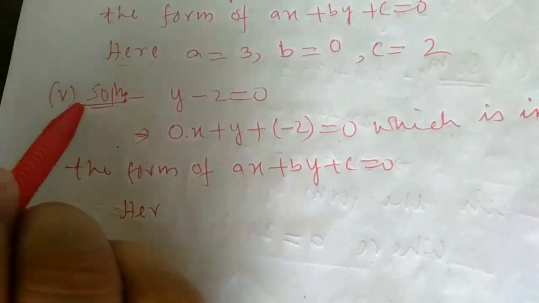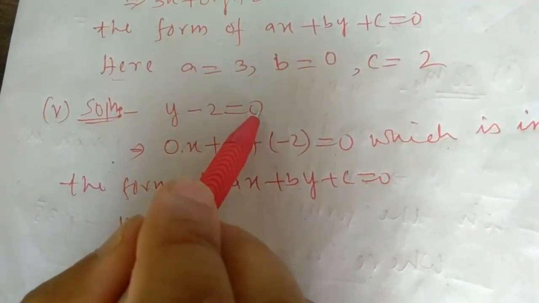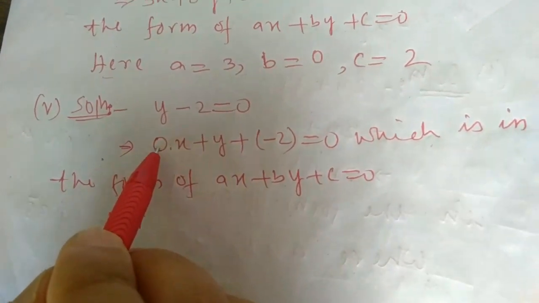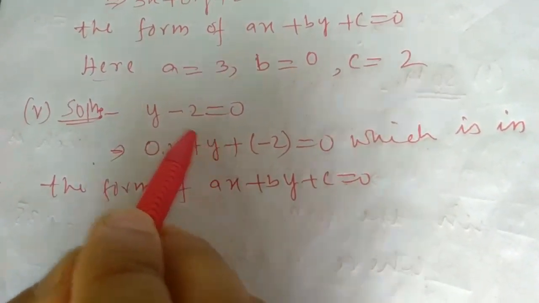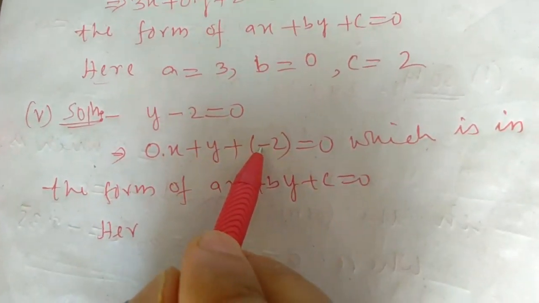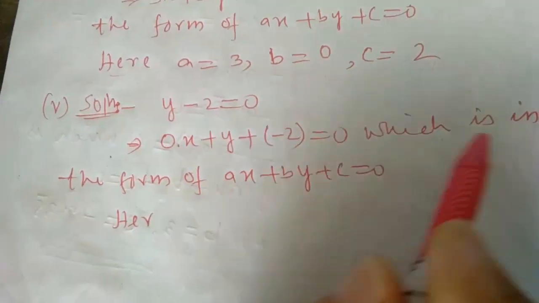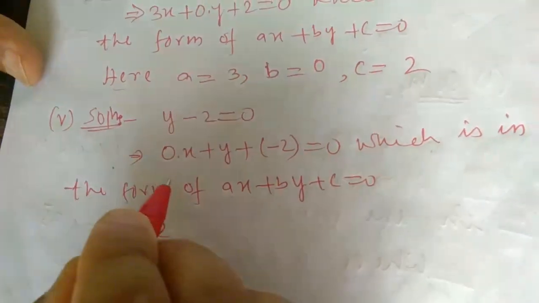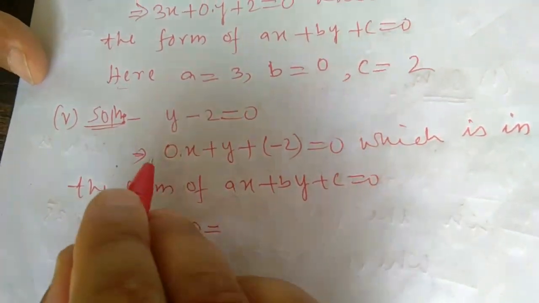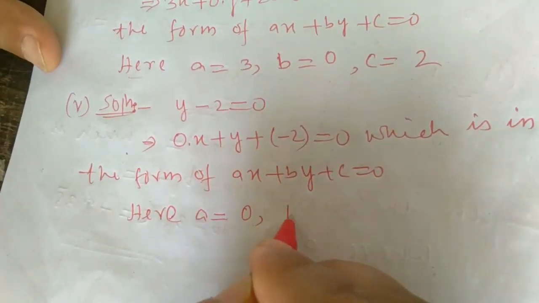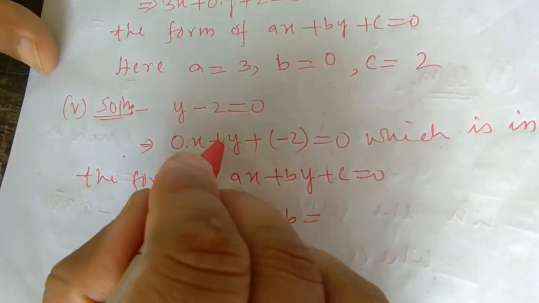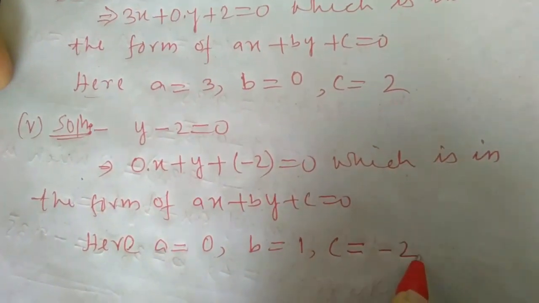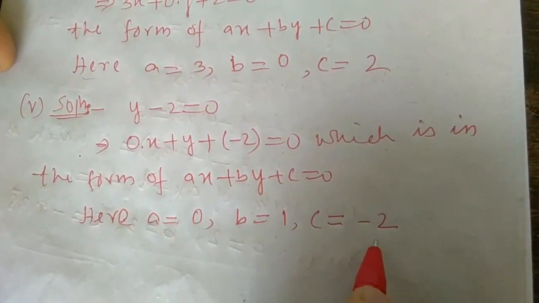Solution to question number 5. y minus 2 equal to 0. So here x is missing, so take x as 0. So 0 into x plus y plus minus 2, you write within bracket, equal to 0. This is in the form ax plus by plus c equal to 0. Here a means the coefficient of x, it is 0. b means the coefficient of y, here nothing means 1. c equal to the constant term, minus 2. Okay, so this is the last question for today.